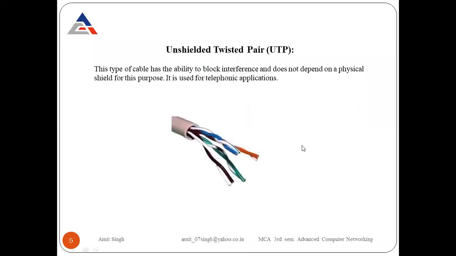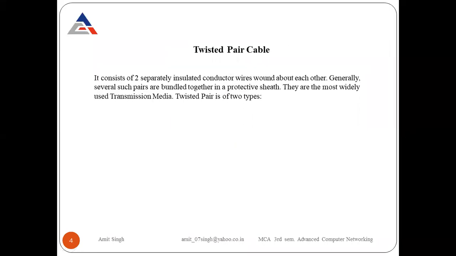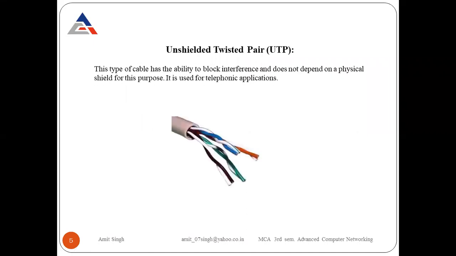Okay, now we are discussing the two types of twisted pair cable. The first is unshielded twisted pair cable. Unshielded means no shield is provided. This type of cable has the ability to block interference and does not depend upon a physical shield for this purpose. It is used for telephonic applications. Now you can see the diagram. The twisted pair cables are there. Every cable is a combination of two wires that are twisted with each other.